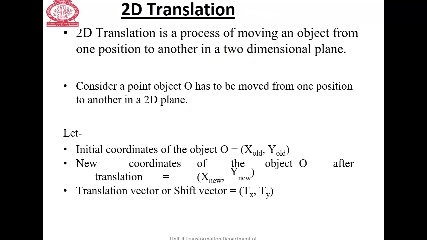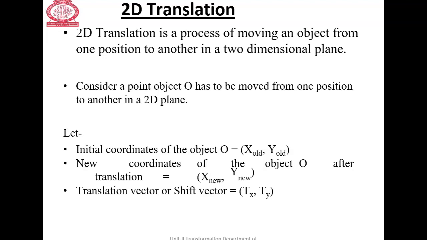So 2D translation is the process of moving an object from one position to another in a two-dimensional plane. Whenever we mention a two-dimensional plane, it means you'll have to consider x coordinates and y coordinates. So instead of talking about an object, we will first talk about a point or a pixel. Consider a point object O that has to be moved from one position to another in a 2D plane. The initial coordinates of that point are x old and y old.